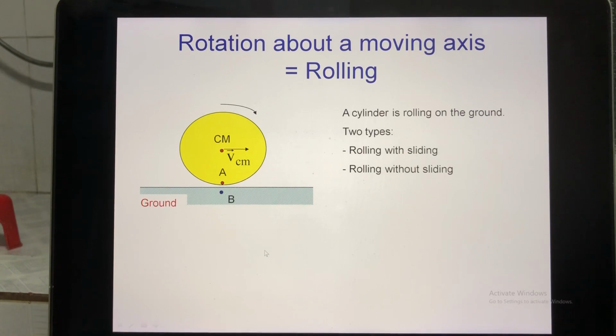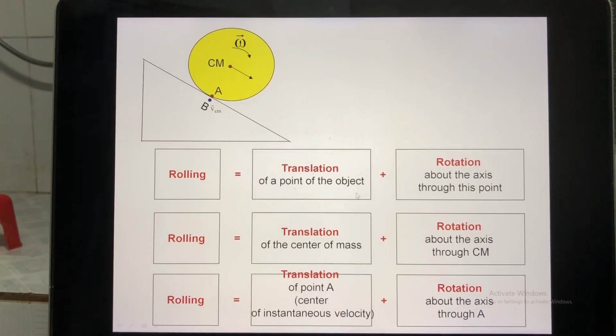Next, what is rolling? It is a combination of rotation about a moving axis. This axis through the disc moves like this, and the other points on this object rotate about this axis. In this case we call it rolling. So we have rolling with sliding and rolling without sliding, okay? In this case, we just consider rolling without sliding.